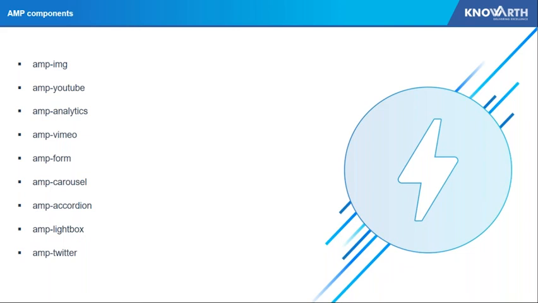So here are all the AMP tags which allow us to build the AMP HTML. The AMP tags are quite similar to the HTML tags, but they have two aspects. One, they are optimized for performance, and they do not block the layout rendering. So AMP image is used to render the image in the page.